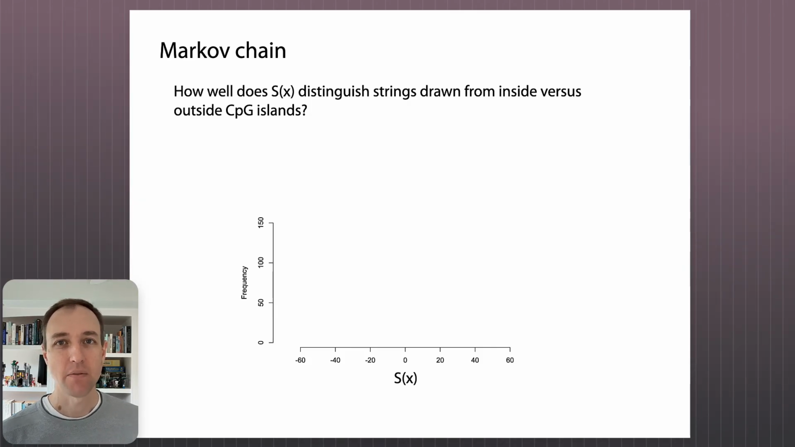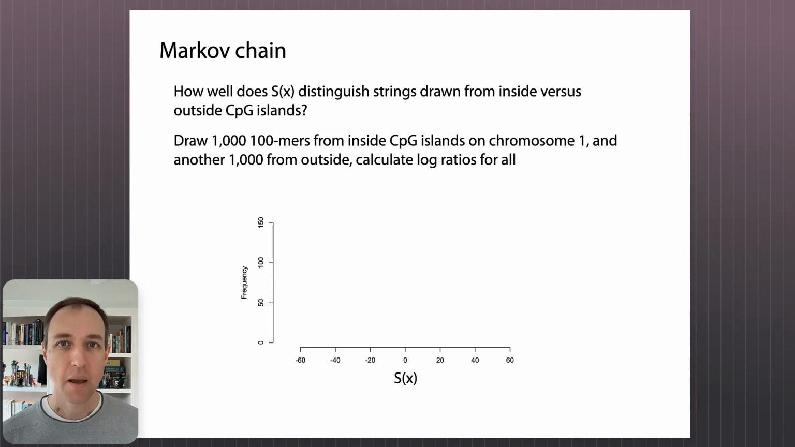Very simple model, very simple Markov chain model. So how well does this score S of X distinguish strings that are drawn from inside versus outside CpG islands? I'm going to have one set of data that I use to train, to come up with the Markov chains, and another set of data that I use to test, to see whether that Markov chain is doing a good job of distinguishing inside from outside or not.